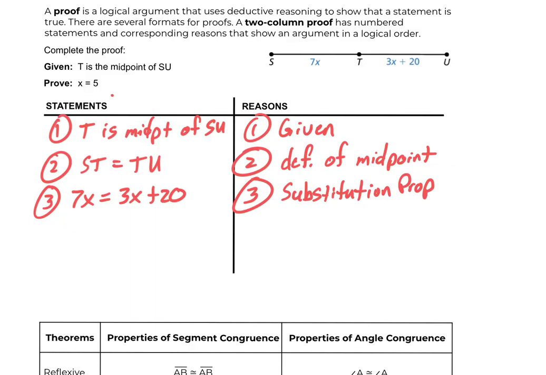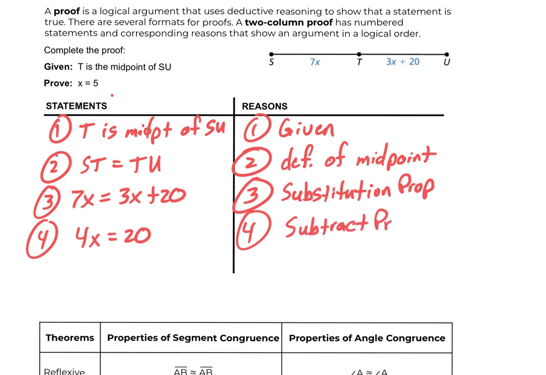So what would be our next step here? Ryan, what do you think? Subtract 3x. Good. Okay. And what you got to know here is that they're not going to show you that. They're not going to show you what's taking place here, right? They're not going to show you the minus 3x. But you got to know that that's what they did to both sides, right? And because we subtracted, this would be the subtraction property of equality.